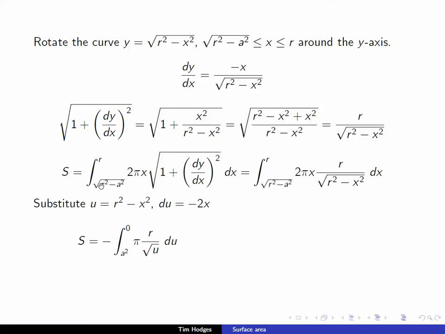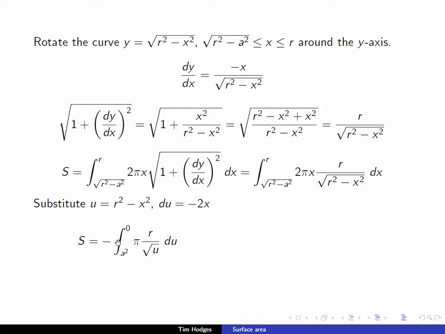So the integral now is the integral from root r squared minus a squared to r of 2 pi x times this radical term, which is r over root r squared minus x squared. And then again, a simple substitution, u equals r squared minus x squared, gives us du equals minus 2x dx. So the 2x dx becomes a negative du, leaving us with a pi and r and this term, which is now root u.